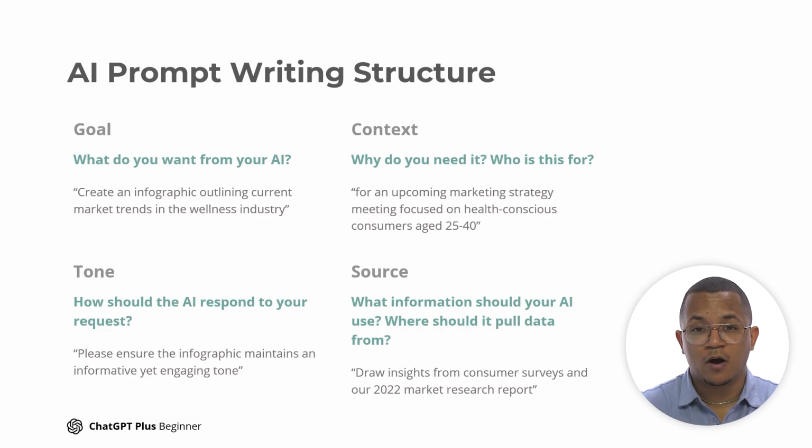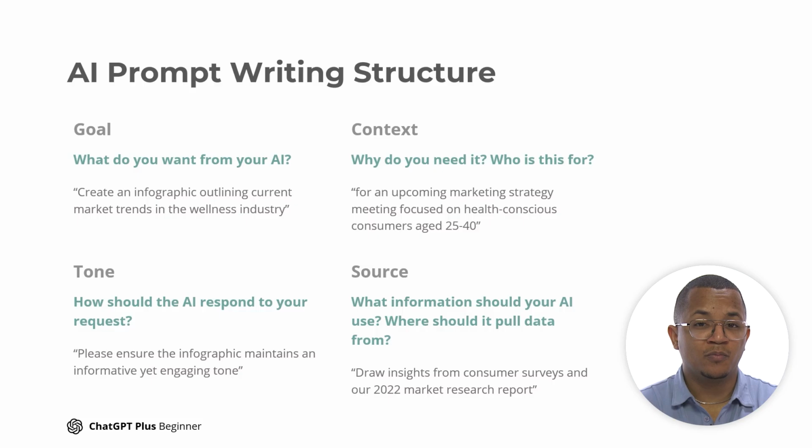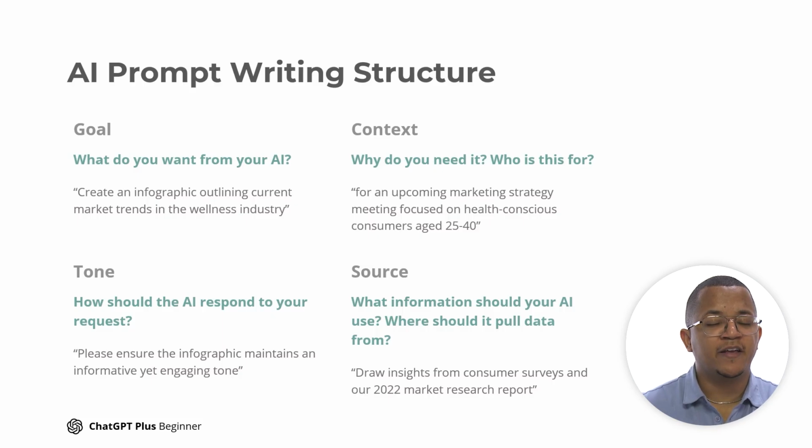Now, the next two are optional, but I do also find that they can really enhance the result that you get. Tone, for example. Tone answers the question, how should the AI respond to your request? And so you can tell your AI, hey, write me a blog post about Zumba and its health benefits, and make sure to write it in a way that's friendly and engaging. When you include that component of tone, again, you are influencing the way that ChatGPT responds to you. And in this case, you're giving it pretty clear instructions as to what you're looking for.